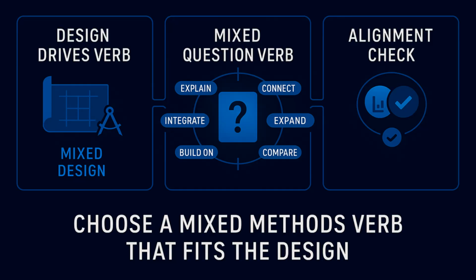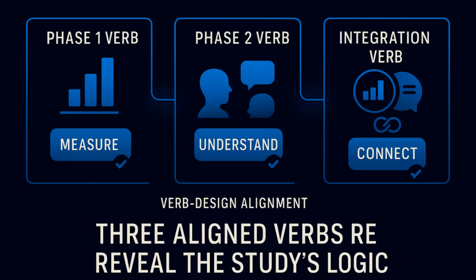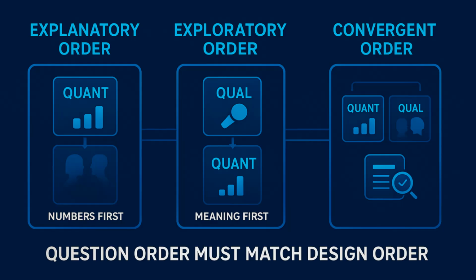And the mixed question must use a mixed methods verb such as explain, connect, integrate, expand, build on, merge, or compare depending on the mixed design. Each question uses the verb that aligns with its part of the design, and together the three verbs reveal the logic of the study. The order of your research questions must match the order and priority of your mixed methods design.